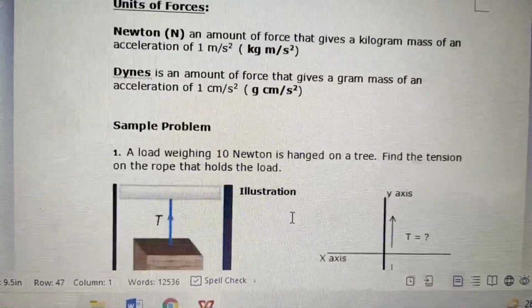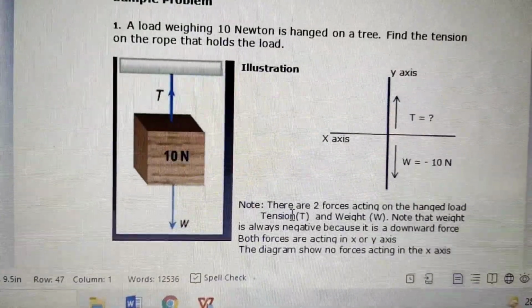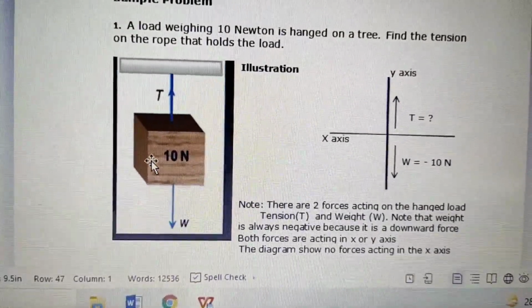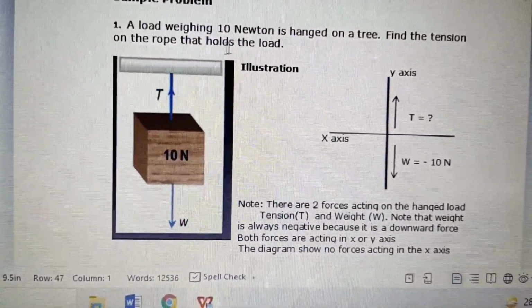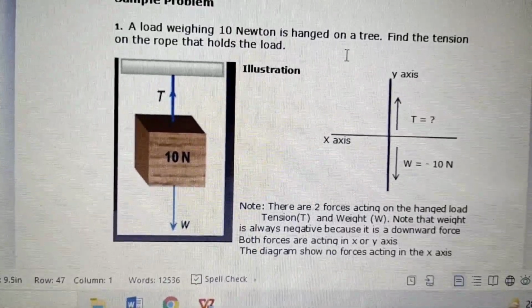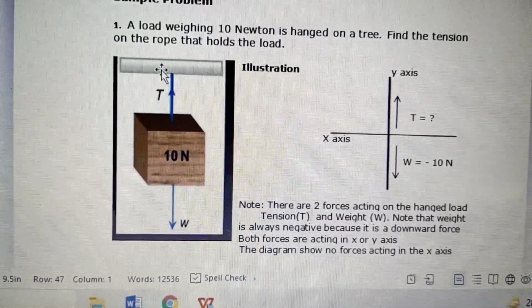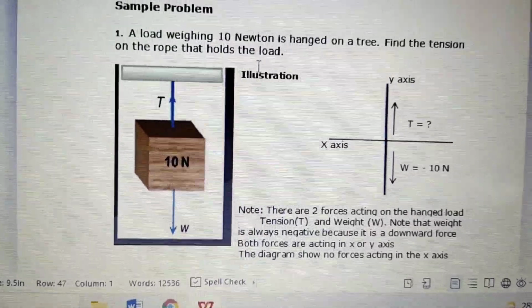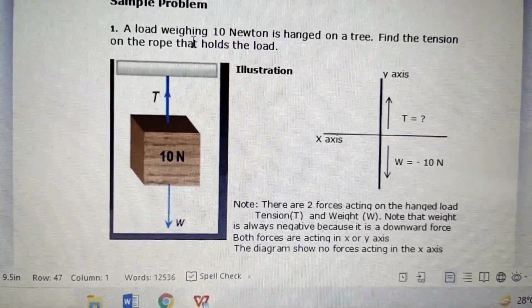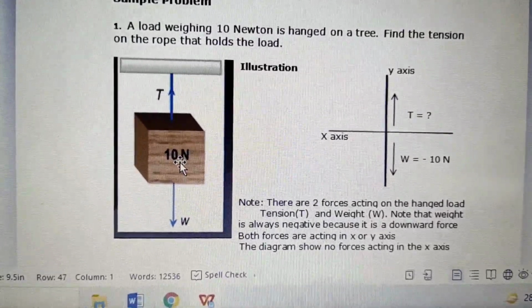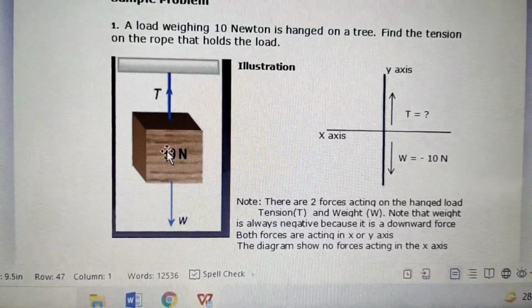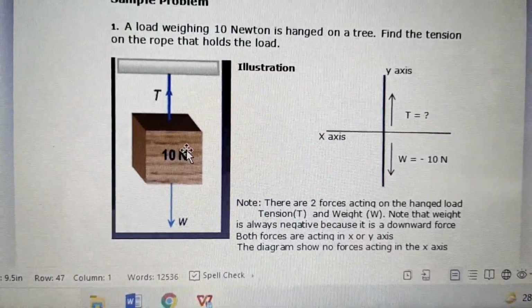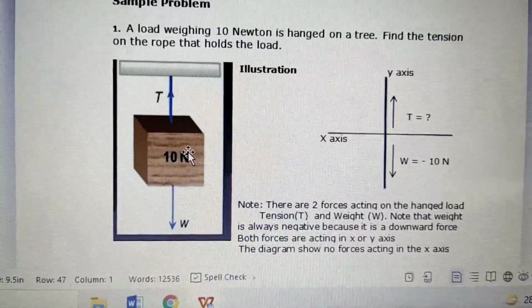We have a sample problem here. Our first problem: a load weighing 10 newtons is hung on a tree. Find the tension on the rope that holds the load. So in the problem, this is the illustration. A 10 Newton load is hung on a tree.